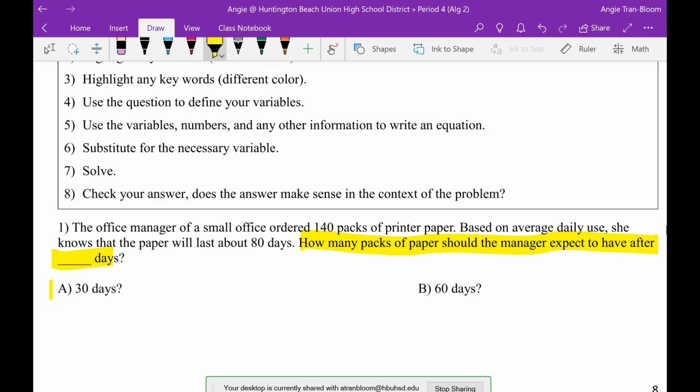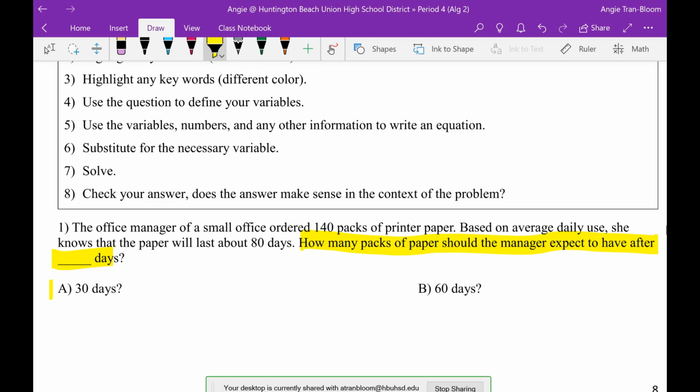Okay. So I don't know anything else. I don't know how much she's going to have left at the end of 30 days, and I don't know how much she's going to have left at the end of 60 days. But I know the half mark. I know she should have about 70 packs of paper at the end of 40 days.